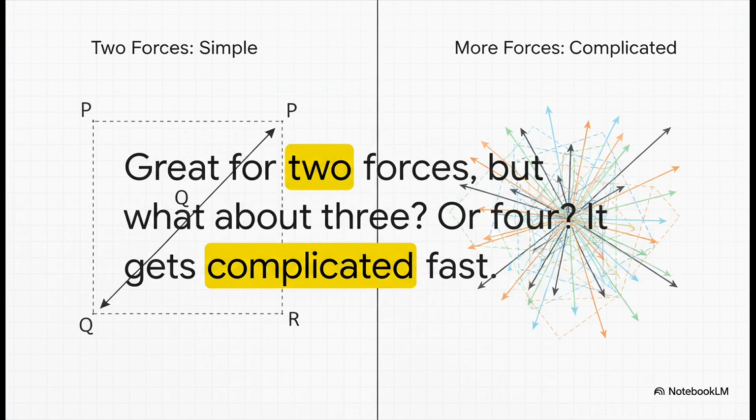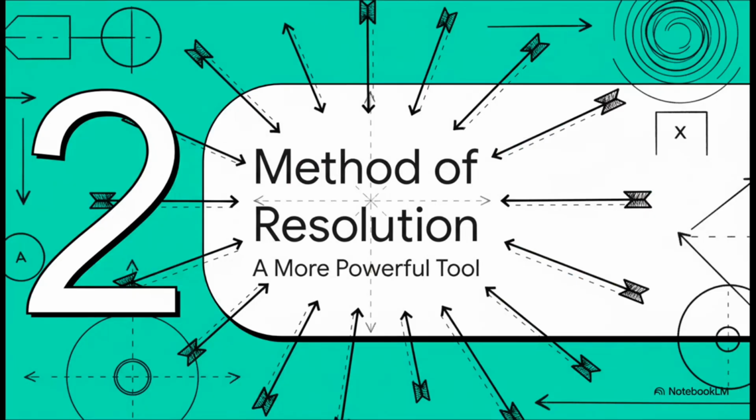Now, this visual method is pretty awesome for 2 forces. But what if you have 3 or 4? It becomes really tedious, really fast. You'd have to find the resultant of the first 2 forces and then combine that resultant with the third force, and so on and so on. It just gets messy. So, we clearly need a more powerful method, one that can handle any number of forces.